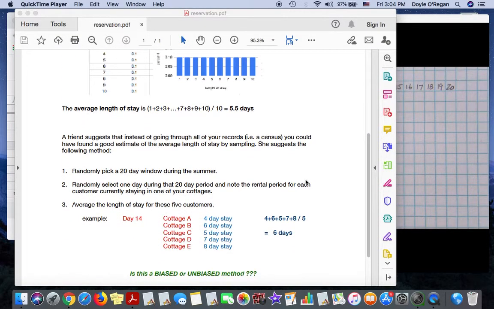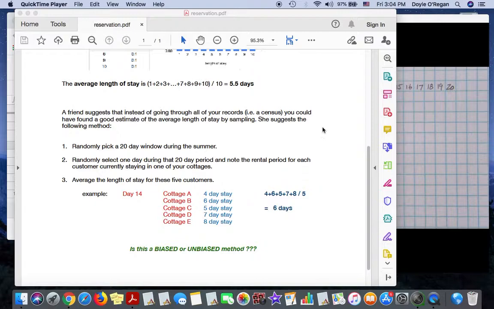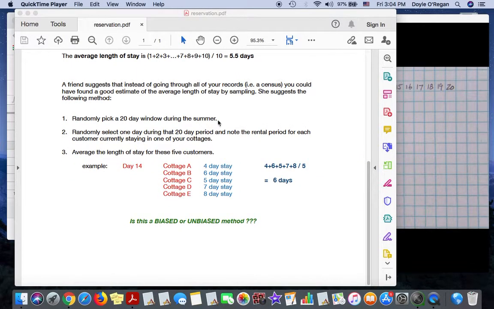So a friend suggests that instead of going through all of your records, which we would call a census, you could have found a good estimate of the average length of stay by sampling. She suggests the following method. Randomly pick a 20-day window during the summer. Then randomly select one day during that 20-day period and note the rental period for each customer who's currently staying in one of your cottages. And then average the length of stay for these 5 customers.